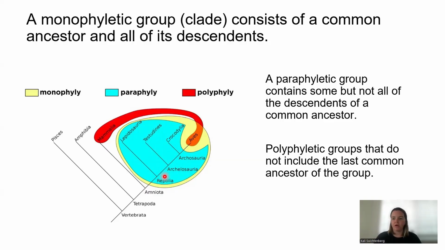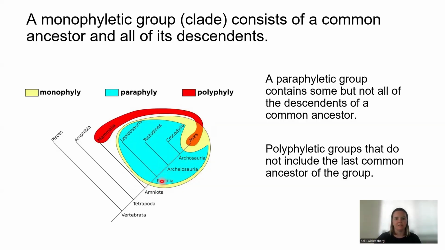And then if we wanted to discuss, say, birds and mammals, like what this red color is showing. So here's our mammals and our birds. They share a common ancestor way back here at the beginning of Amniota. Then this would be a polyphyletic group because they are two groups that do not share a most recent common ancestor.